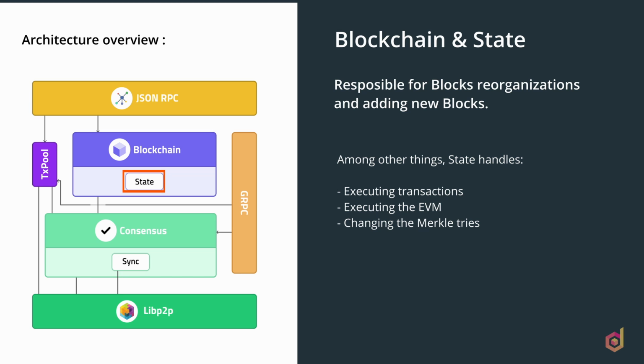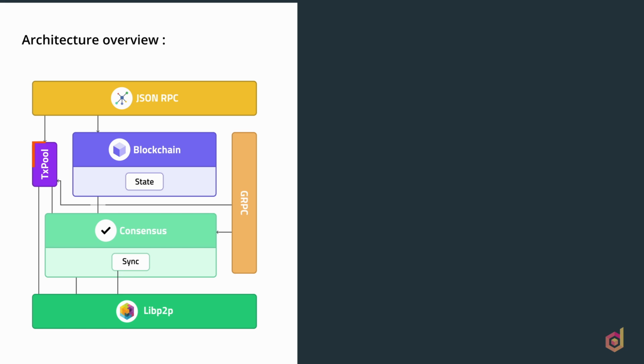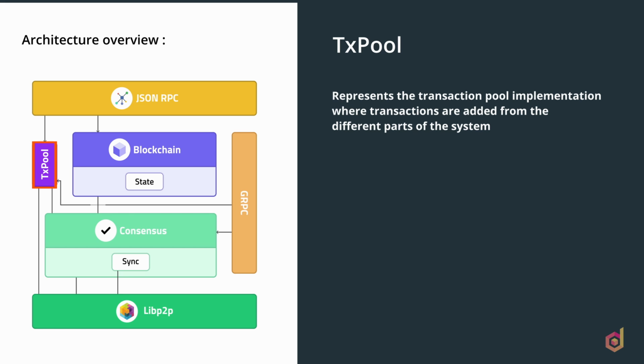Now we can discuss more about the form of block storage like Merkle trees and how it's computed and structured, but it will be beyond the scope of this course. As of now, these things are sufficient to understand Polygon Edge and build our own blockchain. Now the next module is the TX pool. Basically this module represents the transaction pool implementation where the transactions are added from different parts of the system.